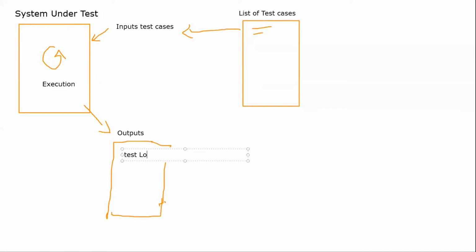Test log contains the testing, the outputs, and what the test cases are. If you remember in the red book that I gave, you have an example of a test log: the number of test cases run, and which fail or pass. You have to list that here. So this is the process of testing.